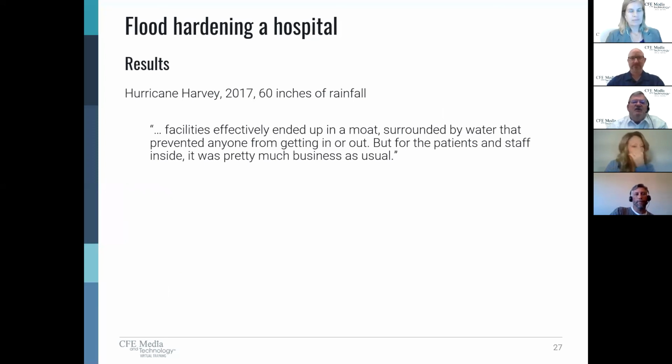And this is a quote from time.com, a major news organization. It says the facilities ended up in a moat. They were surrounded by impassable streets that were flooded with water and no one could get in or out. But for the patients and staff inside, it was pretty much business as usual. And the reality is that it was not the electrical design that really kept this hospital going. The barriers worked. The first line of defense kept everything dry, and nothing happened inside except that we had to wait for deliveries.